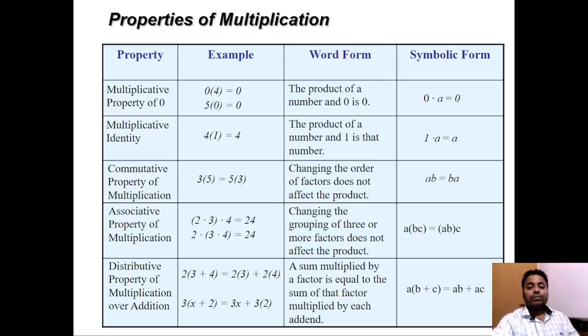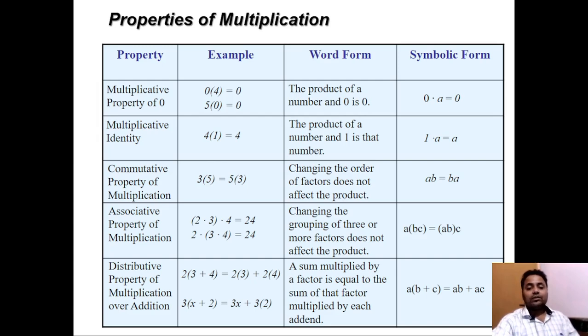Discussing the basics of multiplication and their properties. So multiplicative identity: if we are multiplying 4 by 1, it means 4. The product of a number and 1 is that number. So 1 into a is equal to a, 1 into b is equal to b, 1 into c is equal to c.